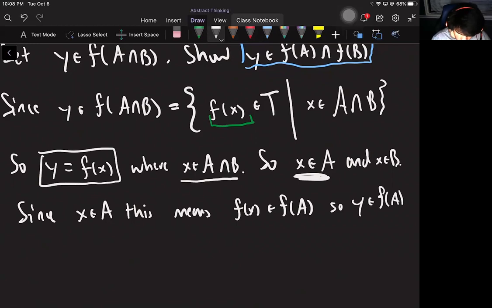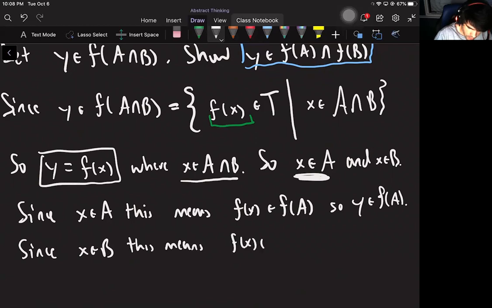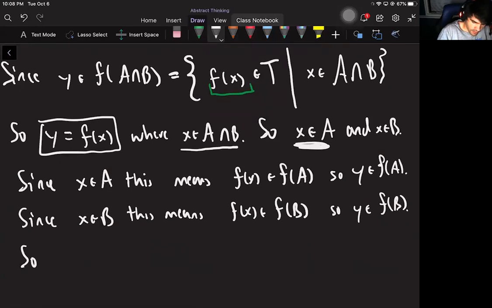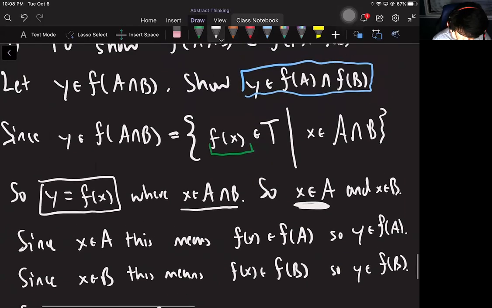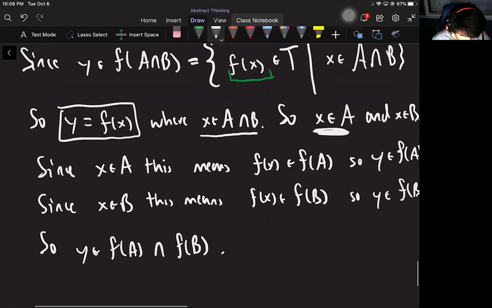So actually, I've shown that y is an f of A. Same idea for x being in B. This means f of x is also in the image of B because x is in B. And so that's just y. So now y is in both of these things, so that means it's in their intersection. Great, that's what I wanted to show, right? Wonderful. Okay, so I've shown part one.